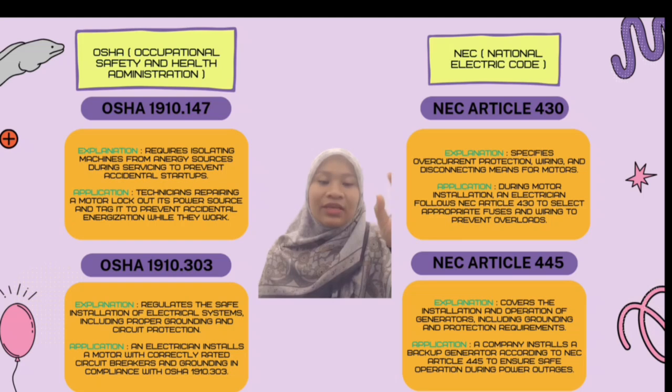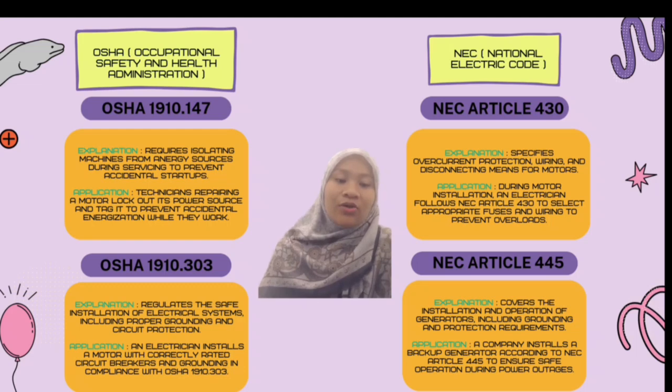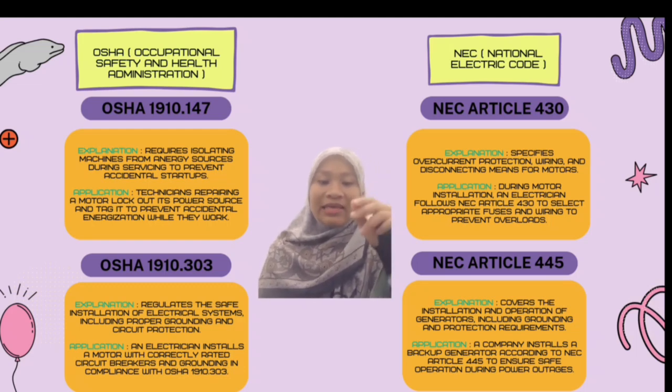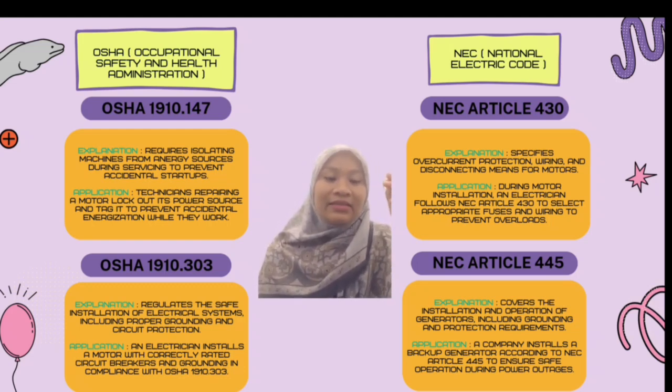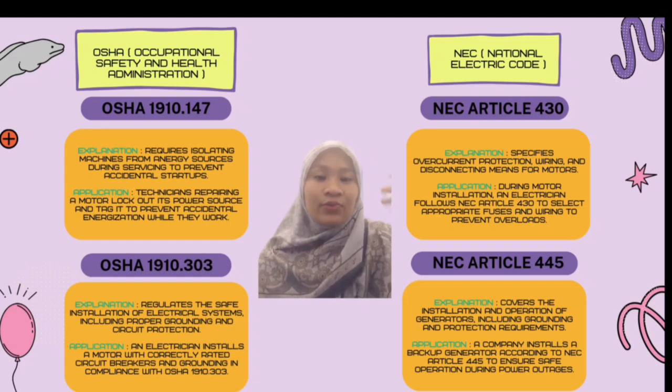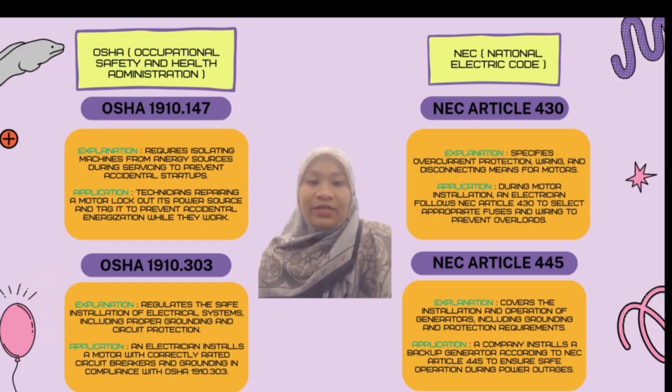Next is OSHA, and the example is OSHA 1910.147, which is for lockout and tagout, in short LOTO procedure. It requires isolating machines from energy sources during servicing to prevent accidental startup. The application is a technician repairing a motor, locking out its power source and tagging it to prevent accidental energization while they work.